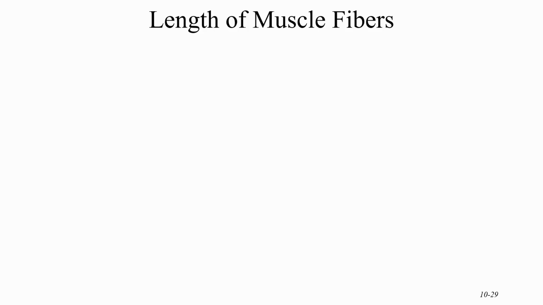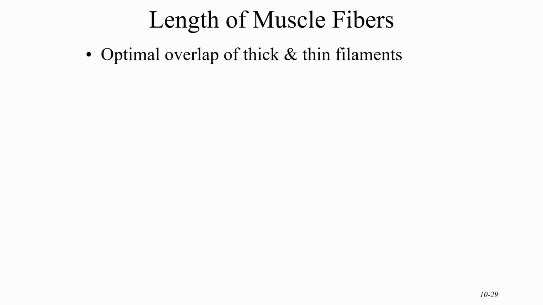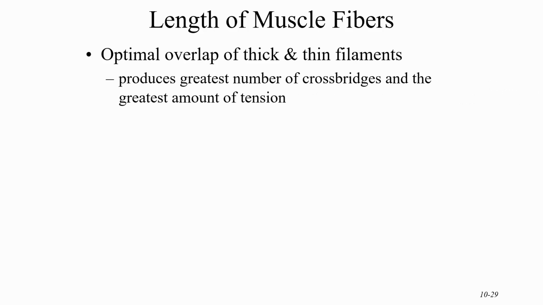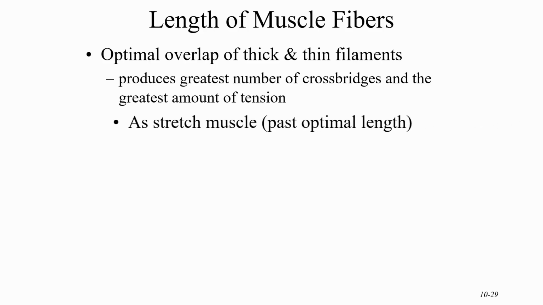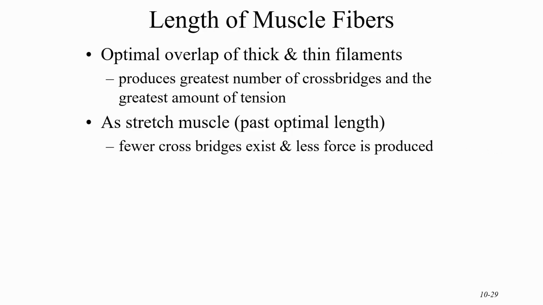Let's look at length of muscle fibers. The optimal overlap of thick and thin filaments produces the greatest number of cross bridges and the greatest amount of tension. As you stretch a muscle past optimal length, fewer cross bridges exist and less force is produced. And try this sometimes. Stretch your arms out as much as you can and try to pick up a chair by bending your arms. That chair is going to feel quite heavy.